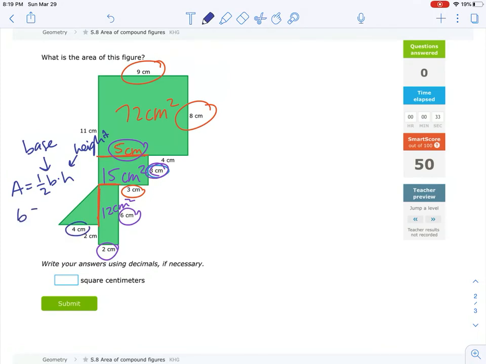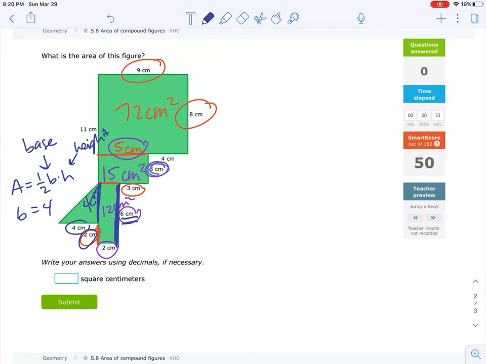So we have a base. Our base is 4. We need to know this distance right here. So the only thing I have to use to compare it with is this distance right here. This blue line is represented by 6 centimeters. This over here is 2 centimeters. So if I want to know this distance right here, I have to take the 6 minus the 2. 6 minus 2 is 4 centimeters. So the height is also 4 centimeters.